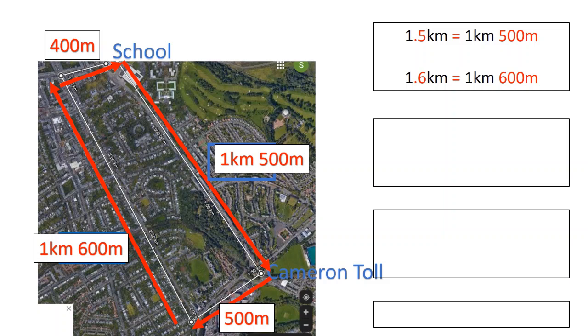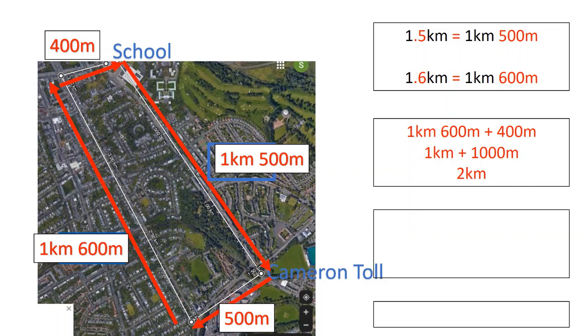And straight away I've picked out 1 kilometre 600 metres plus 400 metres. That's got 600 plus 400 there. I like that because it's nice and easy. So I've now got 1 kilometre plus 600 metres plus 400 metres, which is a kilometre plus another kilometre, 2 kilometres.